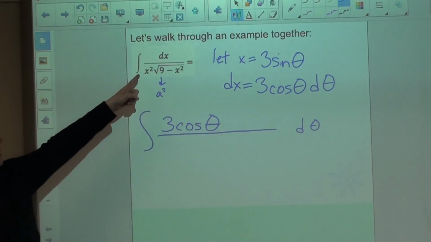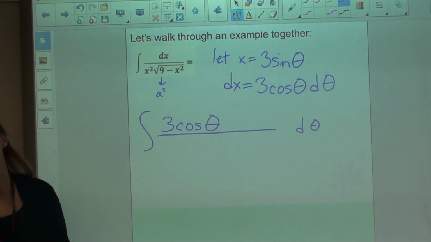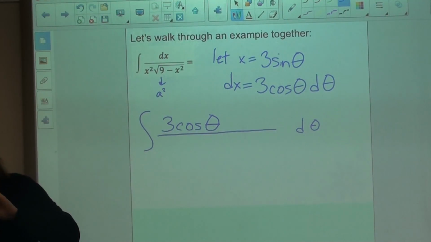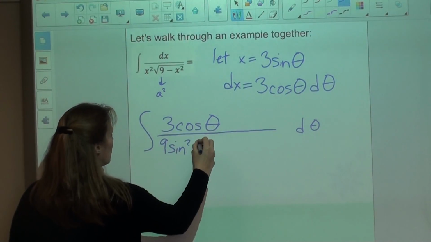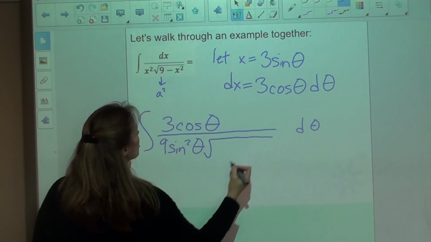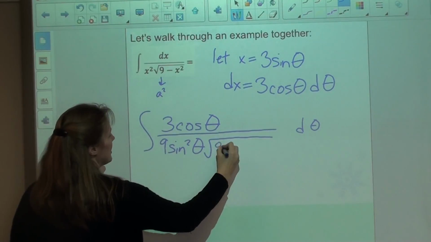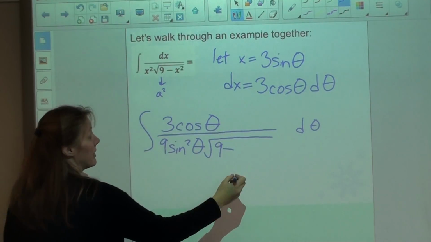All right, so here we have an x squared. What is x squared going to equal? 9 sine squared. So we have 9 sine squared, and the square root of 9 minus x squared, which is 9 sine squared.